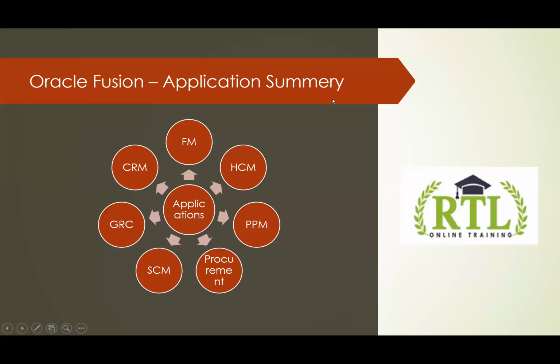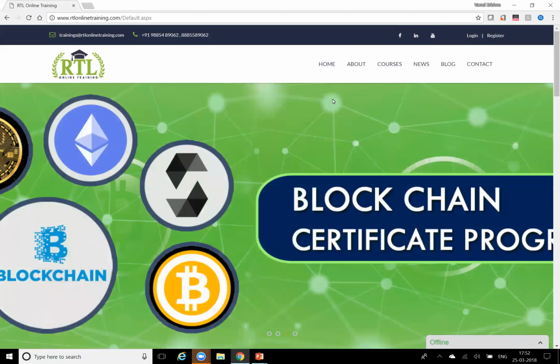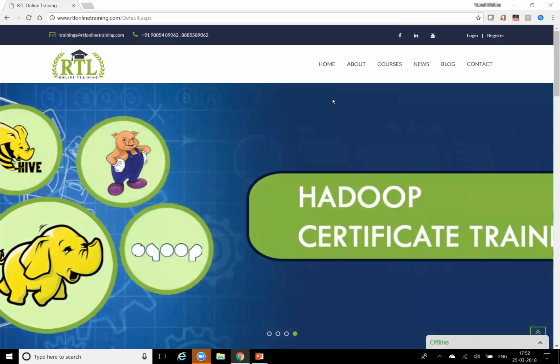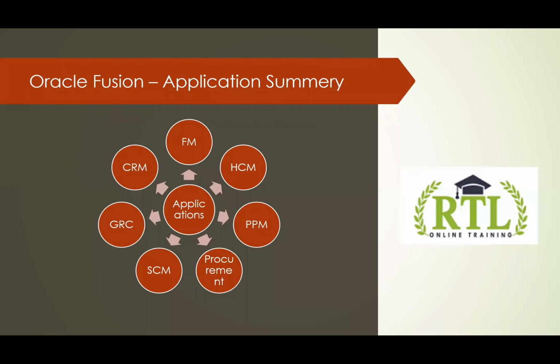So now let us see on each application what all the modules we are having. We have discussed the fusion applications. These are the different fusion applications: financial management, human capital management, PPM, procurement, supply chain management, GRC, and CRM. CRM is nothing but customer relationship management. GRC is nothing but governance, risk, and compliance.